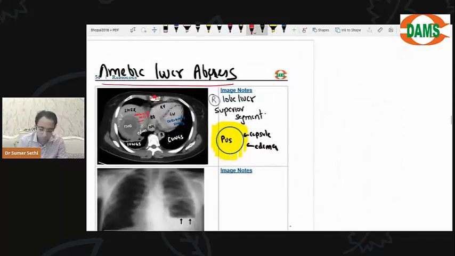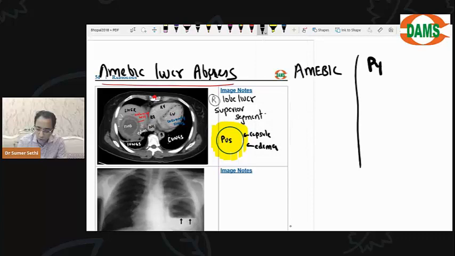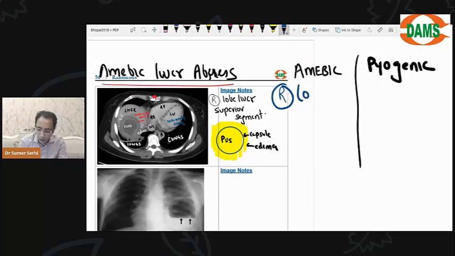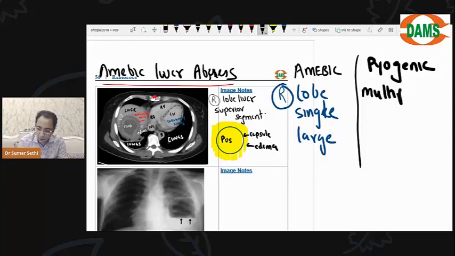Okay, my question is, why amoebic? What are other causes of abscesses? Abscess in the liver can be pyogenic. So amoebic liver abscess is usually a single large abscess in the right lobe of liver. Pyogenic abscesses are usually multiple in both lobes of liver.